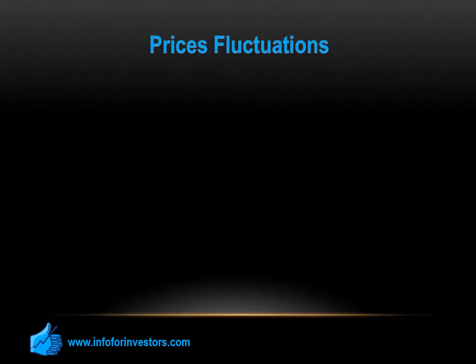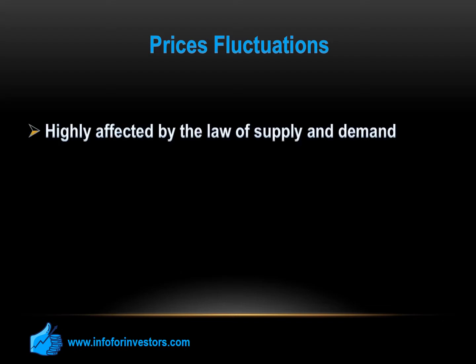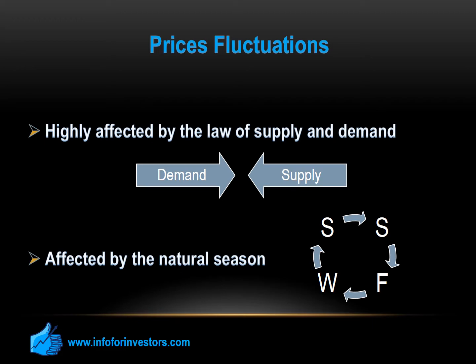Commodity prices are highly affected by the law of supply and demand, just because they are mostly consumables. Low supply and increased demand raise commodity prices. High supply and low demand lower commodity prices. Since the demand and supply scale constantly changes, so do commodity prices. The prices of many commodities, especially agricultural products, are affected by the natural seasons.